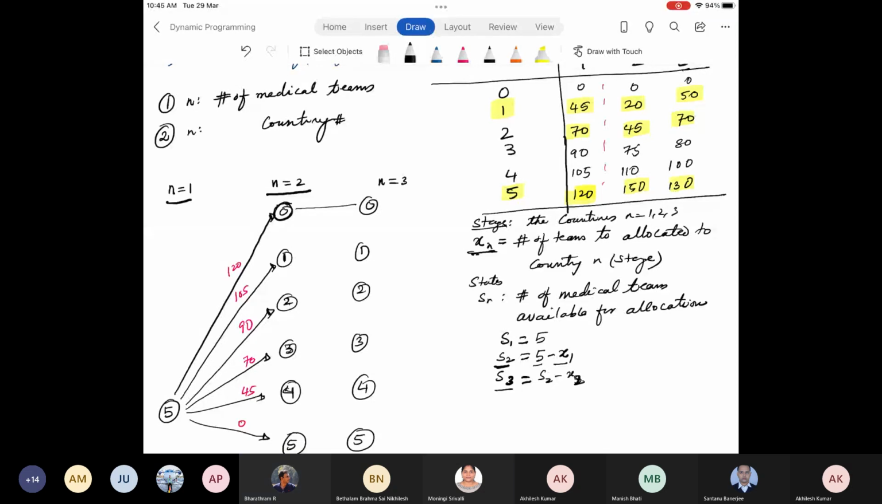No, sir. Why? All no teams left. See, S2 is 0. No matter what you put, it will be a negative number, which we take as 0. So that is not a possibility. From a physical interpretation, you have allocated all 5 teams to country 1, so country 2 has no teams available, and country 3 has no teams available. Similarly, you can draw for 1. You can go from 1 to 0 by allocating X2 equals 1. You can go from 1 to 1 by allocating X2 equals 0.